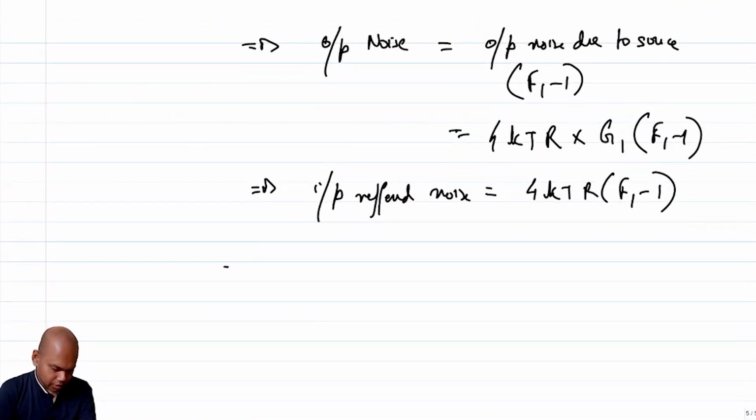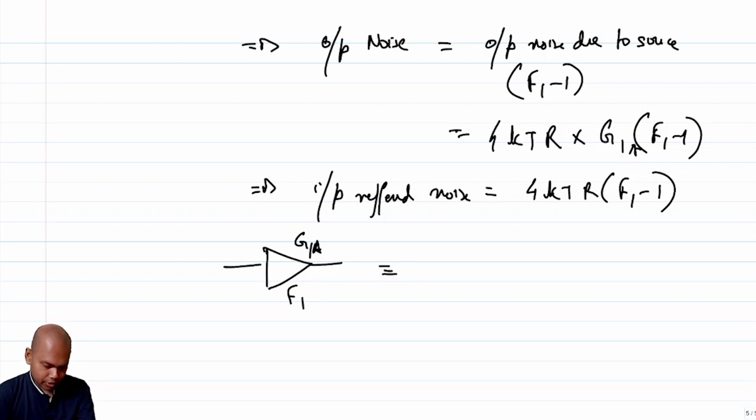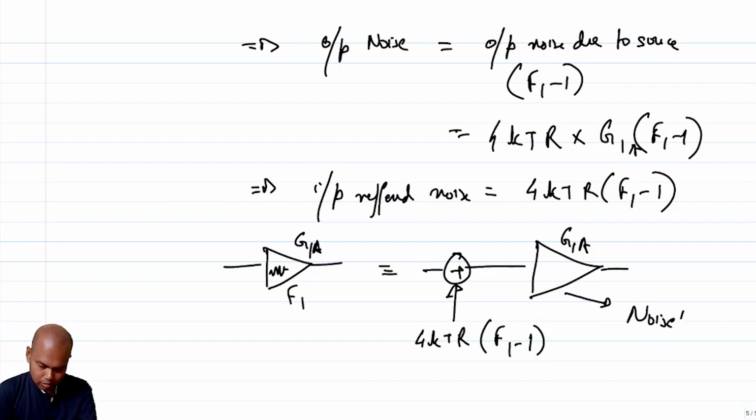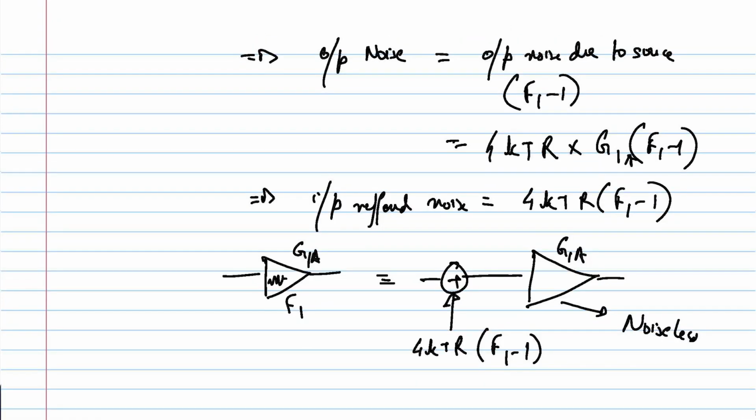so which essentially means that this block diagram of G1A and F1, which is noisy, I can assume to be a noiseless G1A, and then input referred noise which is added, which is 4 KTR times F1 minus 1, under the assumption that the input side is connected with a resistance R, right? So this is noiseless. Okay.